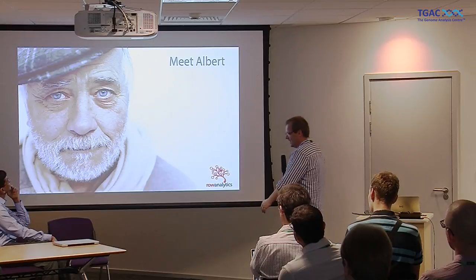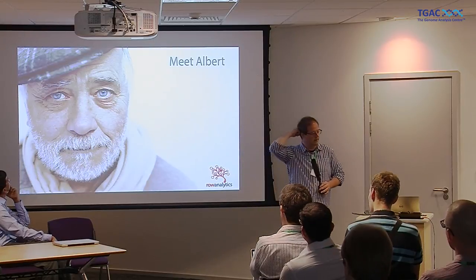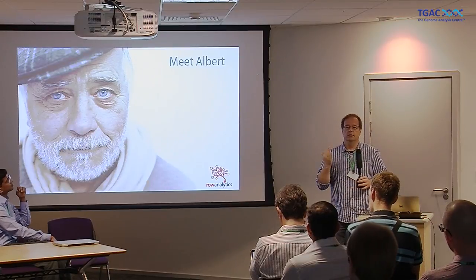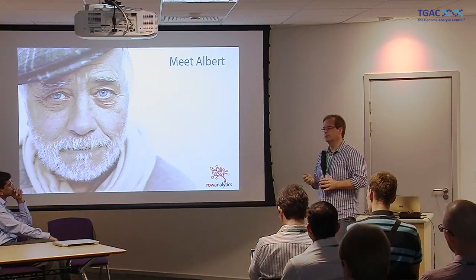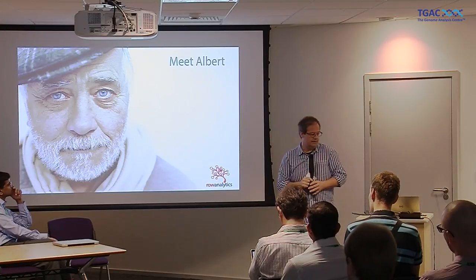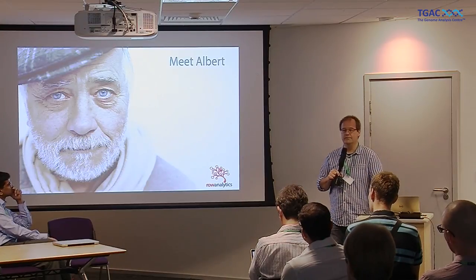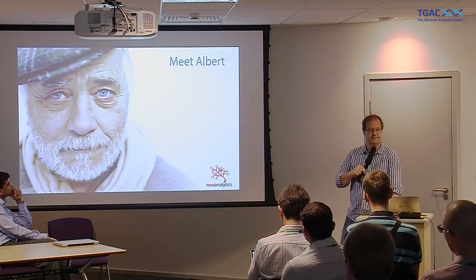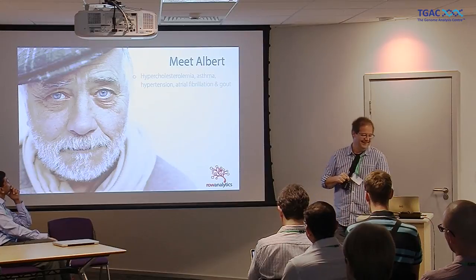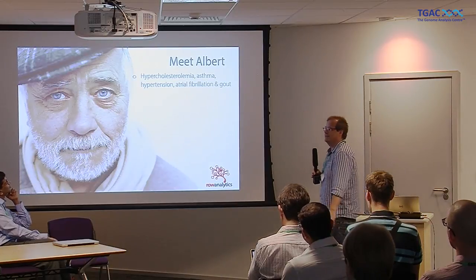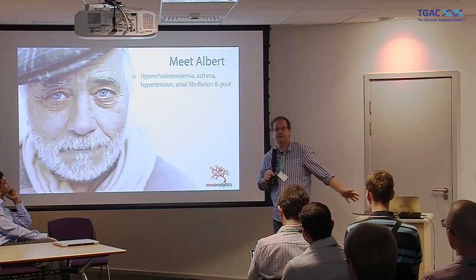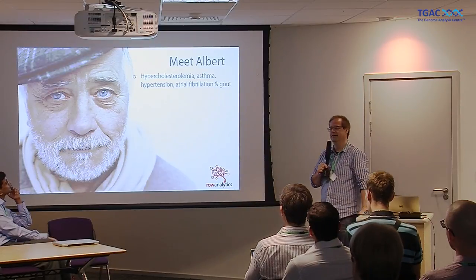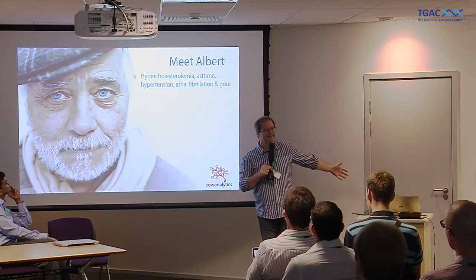So, fast forward again. Those very large networks are still at play, and actually the problem's got a lot worse. So here's Albert. Albert's actually my wife's, he's my father-in-law. That isn't Albert, he's just not that good looking. Albert has hypercholesterolemia, he has asthma, he has hypertension, he has atrial fibrillation, and he has gout. Poor old bugger. He's lived a life.